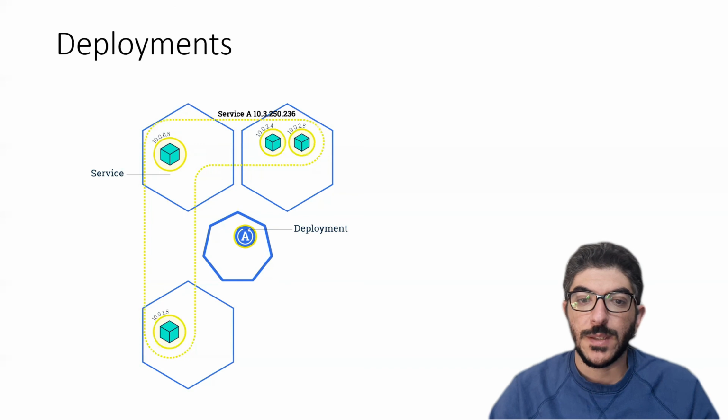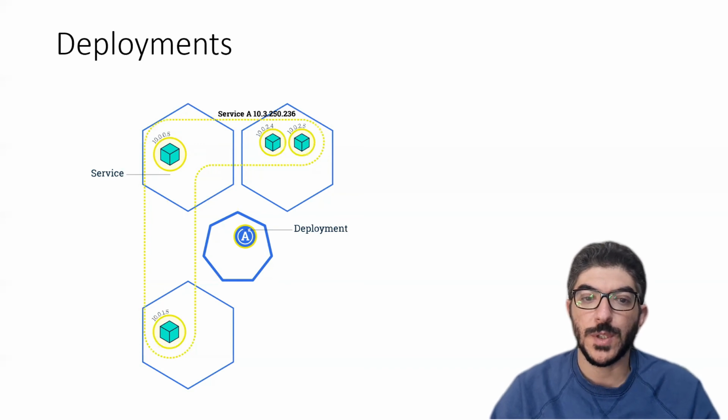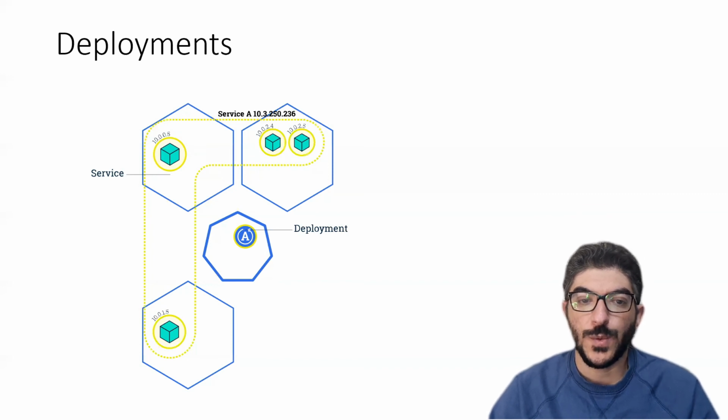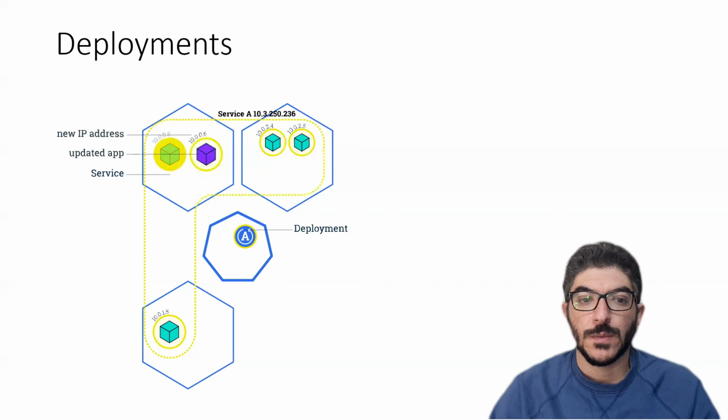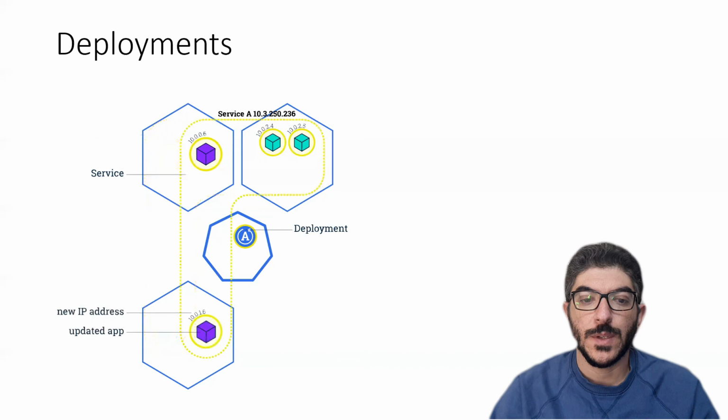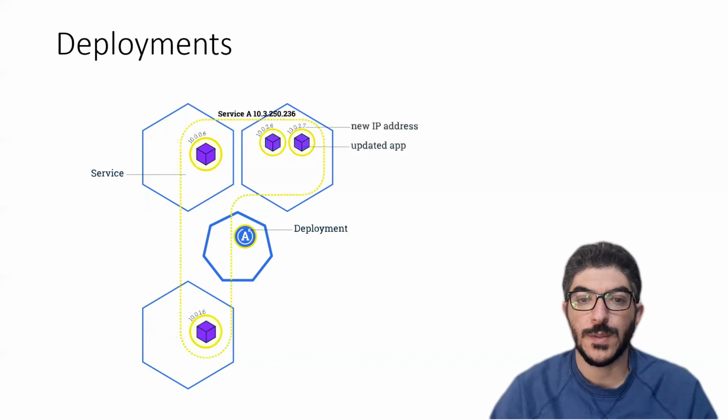Now let's say I'll update my application to version 2. I'll update this deployment, tell it to now roll an update to this deployment with version 2. What it will start doing is, it will stop one of the pods and it will create a new pod with the new version. This is the updated app with a new IP address. Once this step is complete, it will do the same for the next pod, new IP and updated app. Once this step is complete, it will do it for the rest. So as you can see, deployment is a very powerful tool to use.